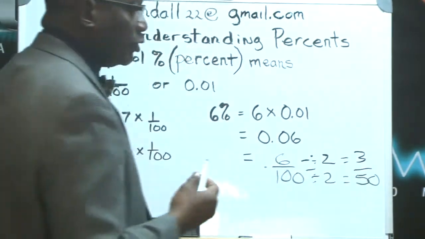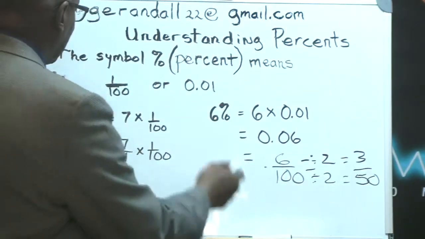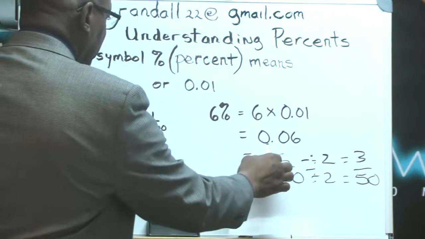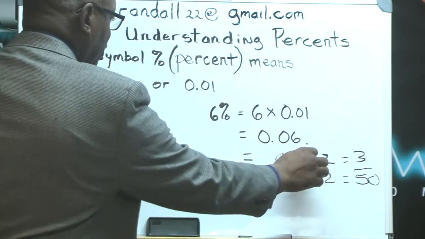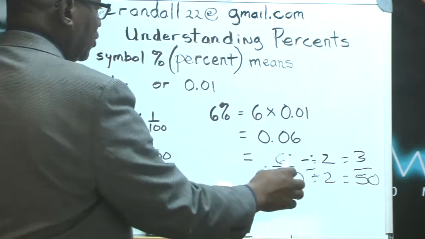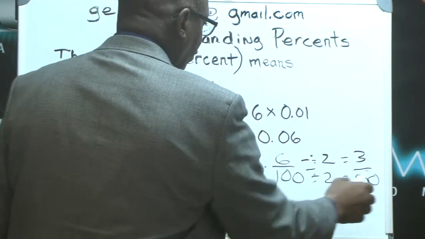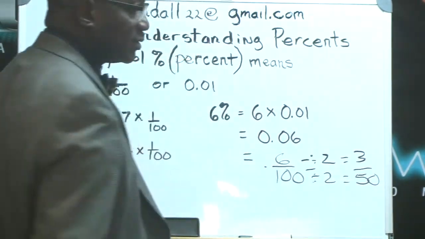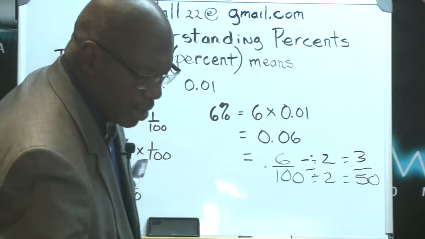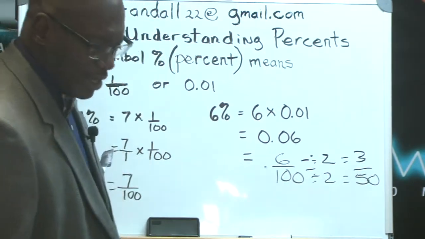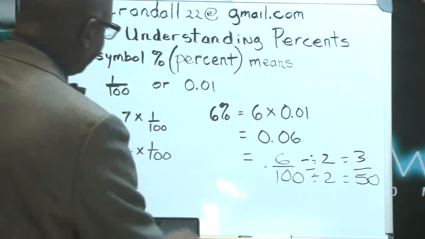So when your teacher asks you to convert your decimal, in this case 6/100ths, into a fraction in simplest form, that would be the process. Everything is related. Everything is related.